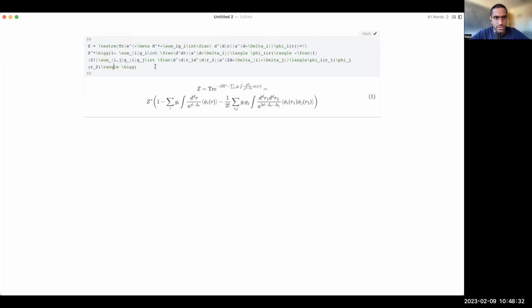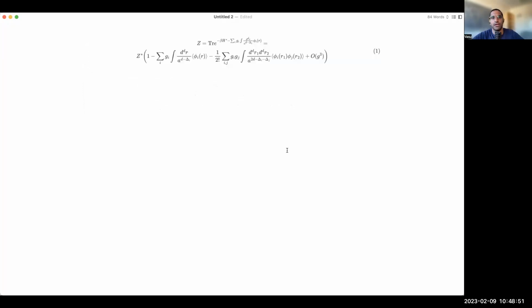And then there's more stuff, as you can imagine, which goes like order G cube and beyond. So that's basically to give us a feel for what the expansion looks like. So basically G cube over 3 factorial and so on. So anyway, this is all we'll need to set up the calculation that we're going to do. So the calculation is really going to be what is the effect of doing a blocking and rescaling transformation.